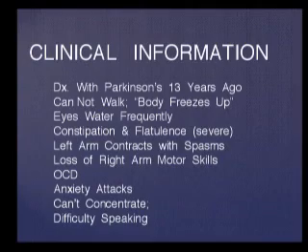We're going to begin with this Parkinson's patient. She was first diagnosed with Parkinson's disease 13 years ago. Her main complaint is she cannot walk and her body, quote, freezes up. Her eyes water frequently. Another big problem is constipation and flatulence, which she describes as severe. Her left arm contracts uncontrollably with motor spasms. She's got loss of her right arm motor skills. She's got obsessive compulsive disorder and anxiety attacks.